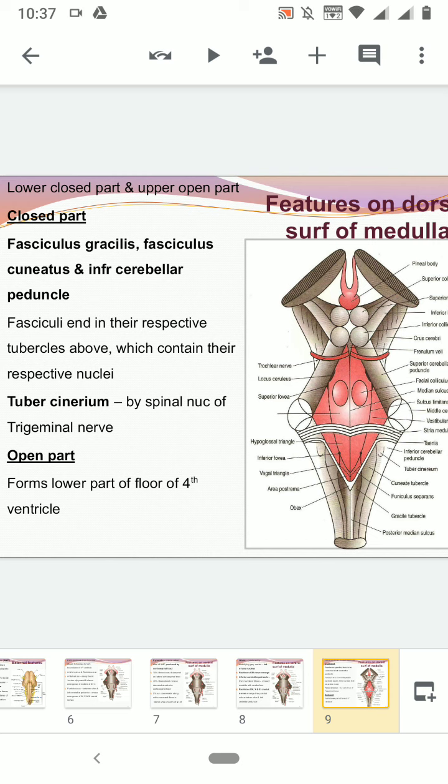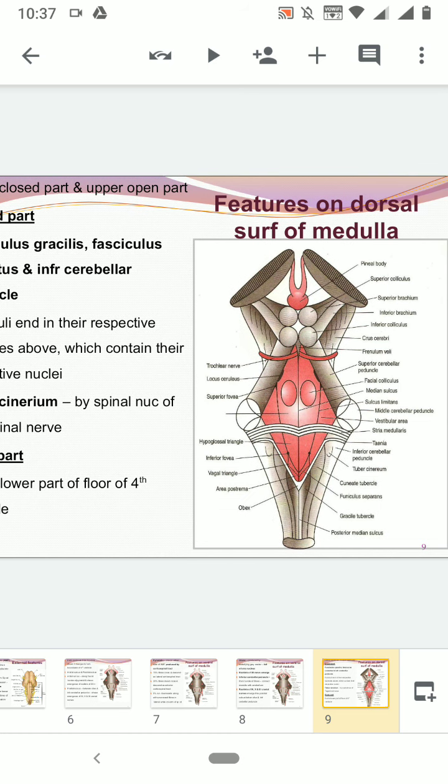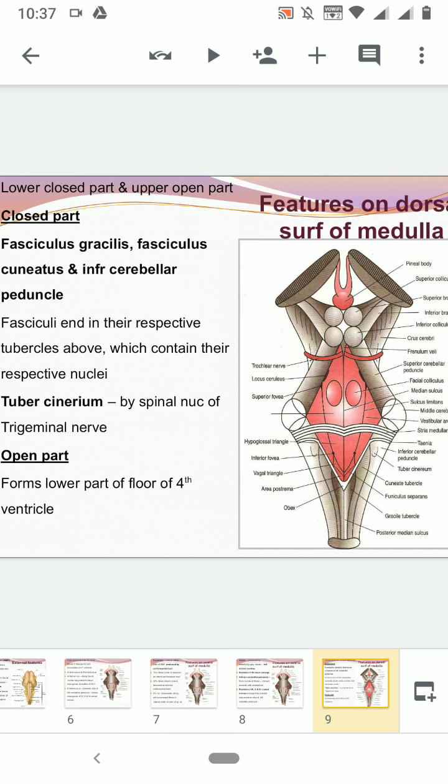So the medulla oblongata is closed in the lower part. As you go to the lower part of this diagram, you see the lower part of the medulla oblongata, and as you go above, the medulla oblongata opens up to form the lower part of the floor of the fourth ventricle. Is it clear? Okay, so let's continue.